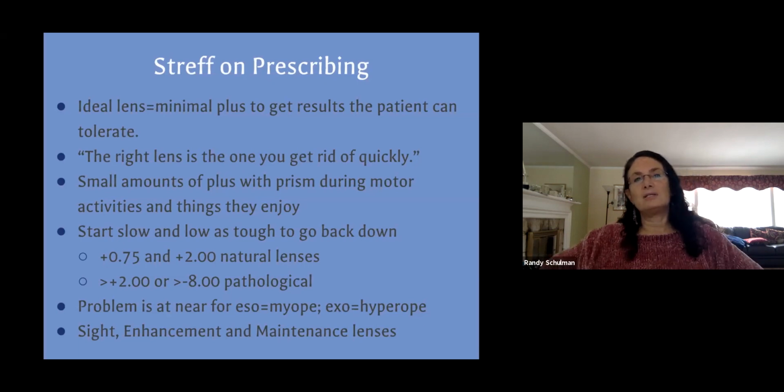And then he also talked about that the right lens is the one you get rid of quickly, because ideally, especially in those developmental cases or those stress relieving cases, you don't necessarily want them to become dependent on the glasses. You actually want to use those small amounts to help them have a better match between where they're looking, how they're looking, and to teach them how to look in a less stressed way. So very often they might only use them for short periods.